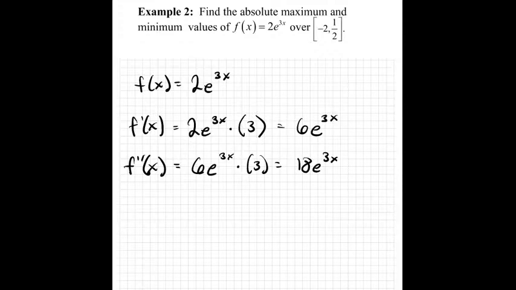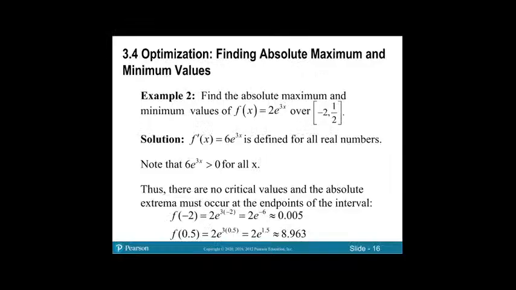So we're going to go back to single page. Okay. Now, if we compare to what they did, f prime is defined for all real numbers. Note that this is positive for all x, right? This is above the x-axis. So therefore, there are no critical values and absolute extrema must occur at the endpoints, right? I think that's the conclusion that we finally came to.